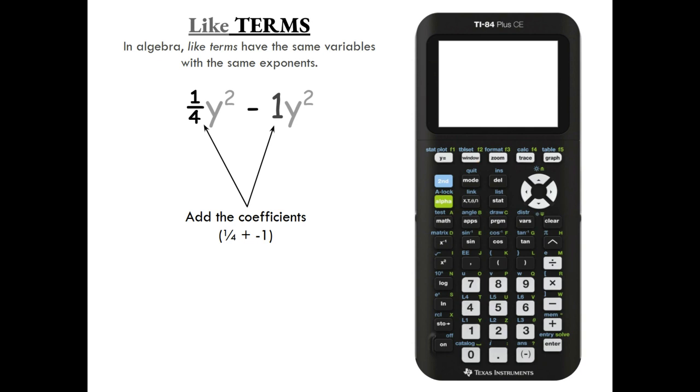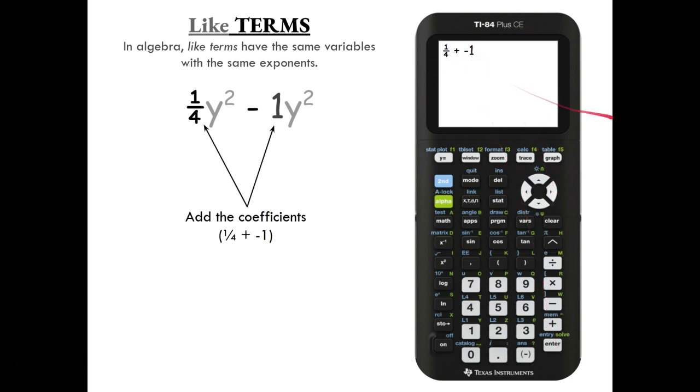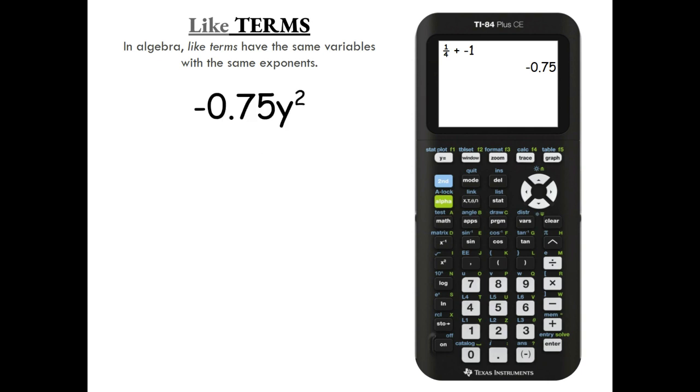So we're going to add the coefficients, 1/4 plus a negative 1. In the calculator, you can do alpha y equals then enter. You put 1 on top, 4 on the bottom. You go to the right, you press plus a negative 1, and you press enter, and you get negative 0.75, or you could do 1/4 minus 1. Either way is fine. Negative 0.75 y squared is the answer.